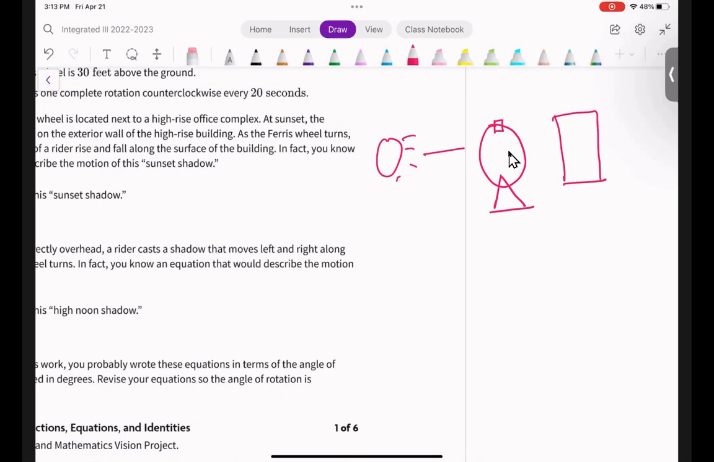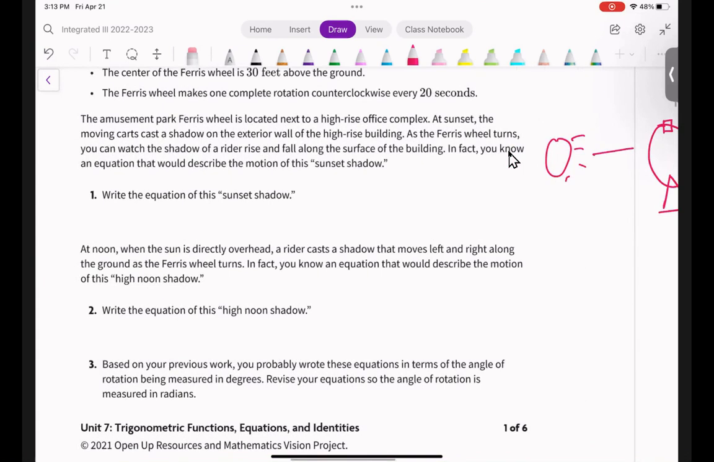So it's going to cast a shadow here, and then as the rider goes around this thing, it goes down here, down here, all the way to the bottom. And then it goes all the way up again, right? Same shadow. So the shadow's just traveling up and down. That's all it's doing. As time goes on, the shadow is going up and down. So they want you to write the equation of this sunset shadow.